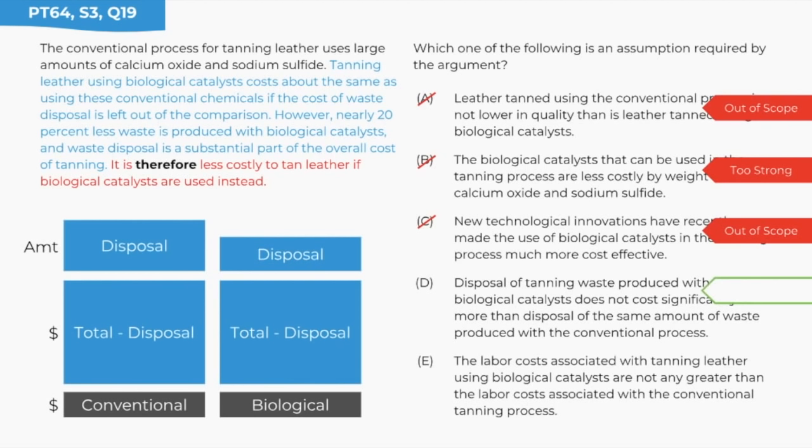Answer choice E says the labor costs associated with tanning leather using biological catalysts are not any. This feels very much like answer choice B, where it was getting into the specific costs. And we don't necessarily care about those specific costs other than the disposal costs because everything else was lumped together. So we can get rid of answer choice E as being too strong again. And that allows us to choose answer choice D as the right answer.